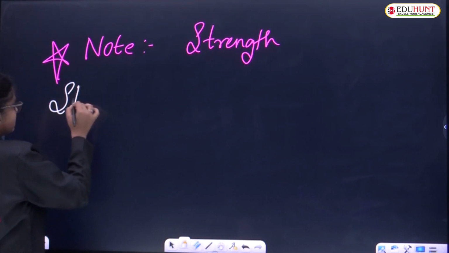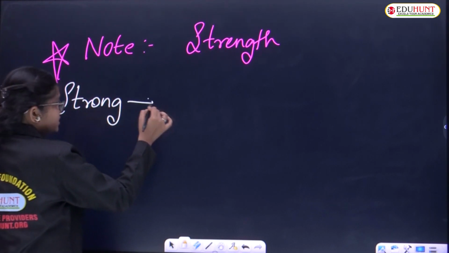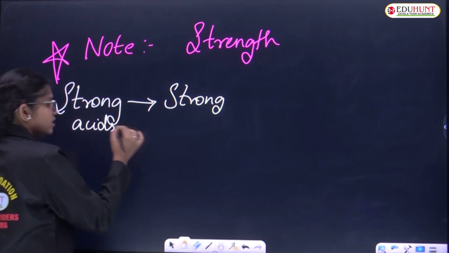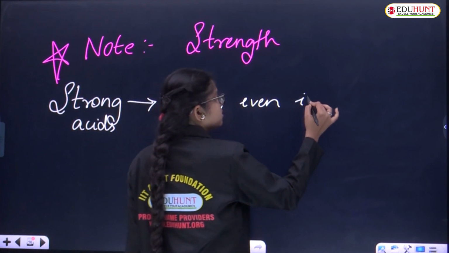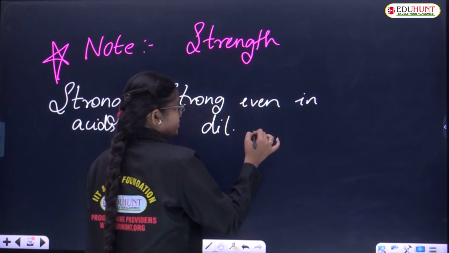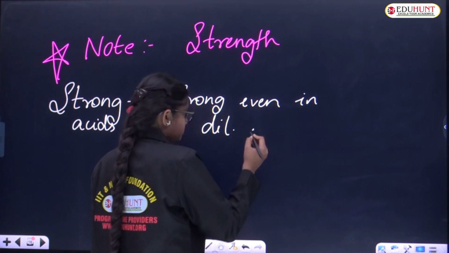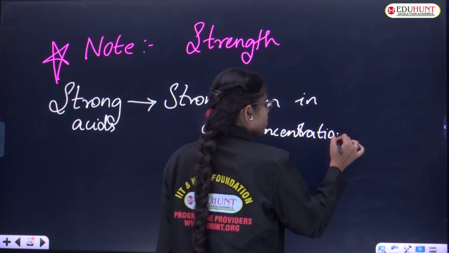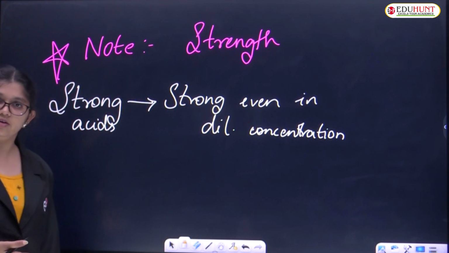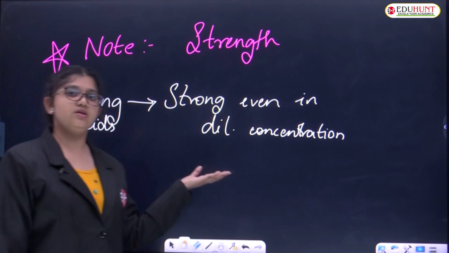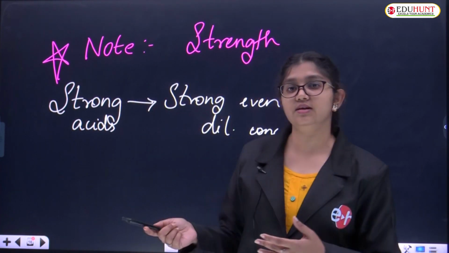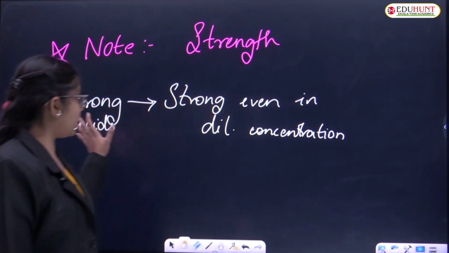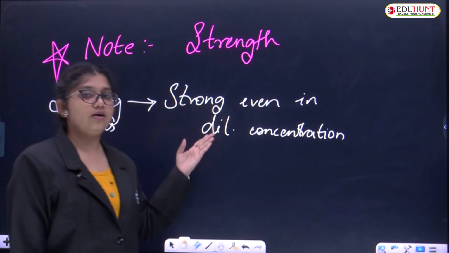Because strong acids are strong even in dilute concentrations. You know why? Why are strong acids considered strong even when dilute, madam? Because you said strong means more amount of acid present, so we can say it is a strong acid, right? Can we say like that? Absolutely wrong. Strong acids are strong even in dilute concentrations.